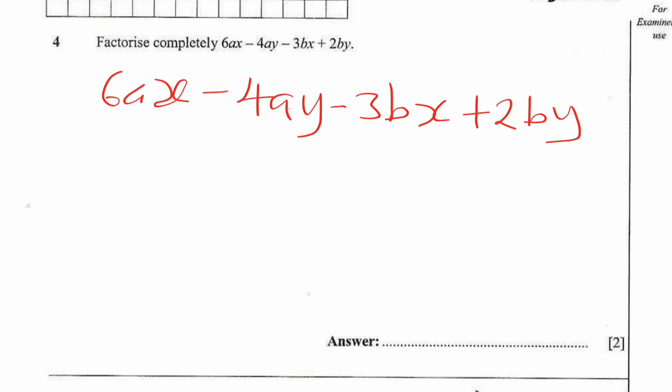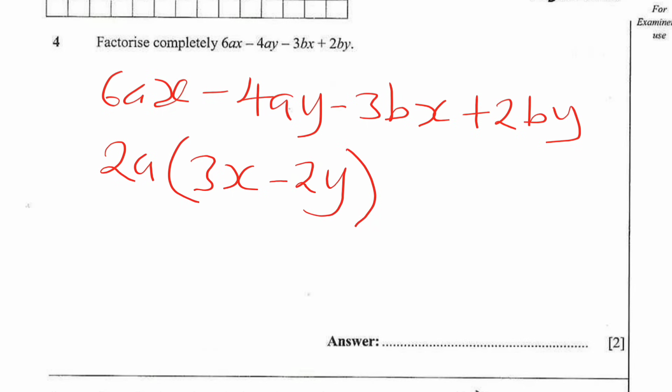How? The first two terms we have what is common, so it's fine. So what is common here between 6 and 4? What's the common factor? 2 can go into 6 and 4, so you can factor out 2. 2 and a is also common. So 2 into 6, 3 times. A will cancel, just remain with what? X. Then 2 into negative 4 is negative 2. A and A will cancel, just remain with what? Y.